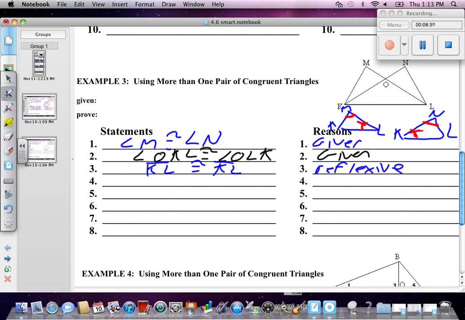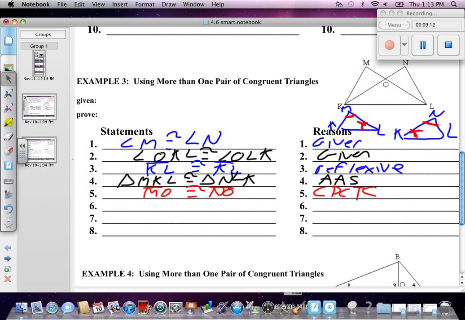Right? Then what do we got? We've got an angle and a side. So the triangles are congruent. What are the triangles called? MKL and NLK. Therefore, MO is congruent to NO by CPCTC. Can you repeat number 4 on the statement side? On the statement side, triangle MKL is congruent to triangle NLK.